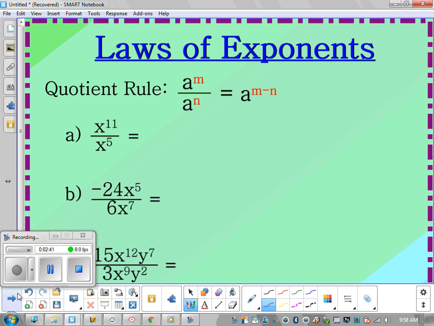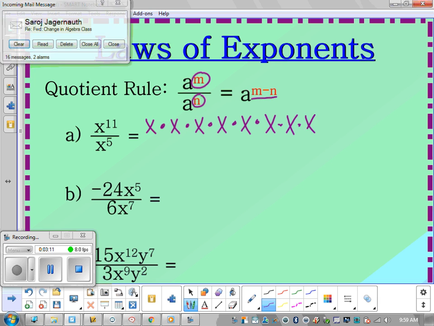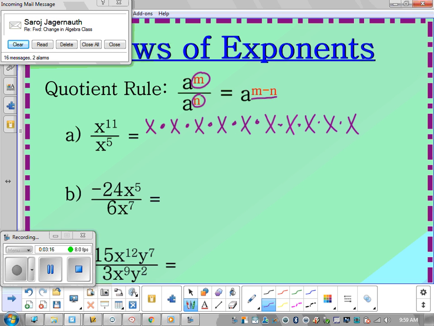Next, we're going to start with our new rule, the quotient rule. It says when you have the same base, x to the 11th over x to the 5th, you will basically subtract the exponents, m minus n. Visually, I would like to challenge you to take a moment and actually write out the 11 x's that are represented by x to the 11th. This is the only problem that I will ask you to write all the way out. So please take a moment and actually write them all out.